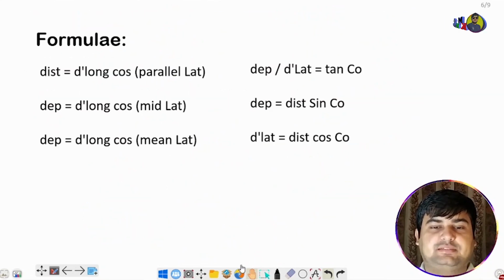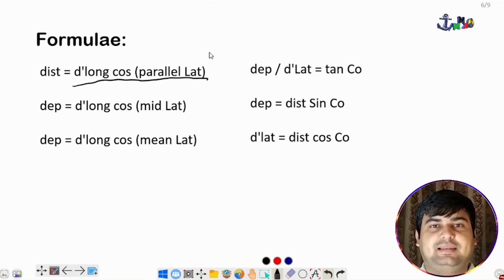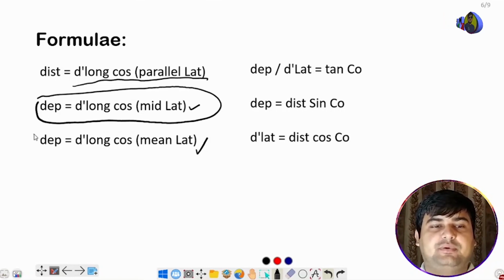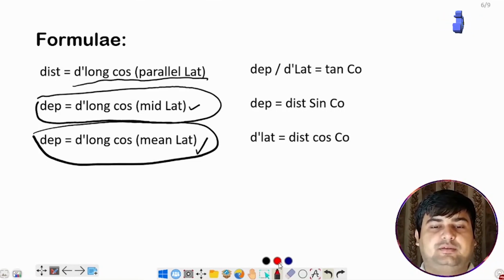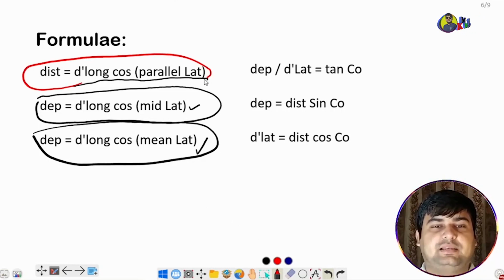Now moving forward, these are the formulas which we are using in navigation problems. Distance is equal to d long cos parallel lat. Somewhere we need to use the parallel of latitude, somewhere mid lat, like when two latitudes are given we use the mid latitude, and somewhere the mean lat. These are almost similar, depending on the question we use mid lat, mean lat, or parallel of lat. But the basic formulas you need to remember: departure equals d long cos mid lat, departure equals d long cos mean lat, and distance equals d long cos parallel lat.